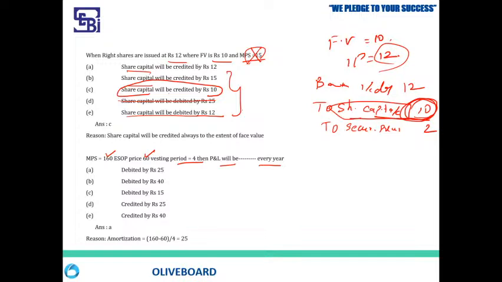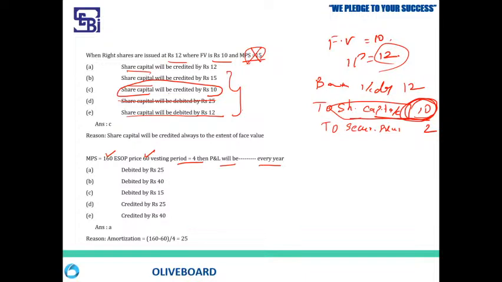What it says is the difference between the market price and the ESOP price, that is the excess of market price over the ESOP price, that will be amortized over the vesting period. All right, that will be amortized over the vesting period, and that will be captured in your P&L. Guys, understand what happens here. Ma'am, first let me explain a few things for those who are very novice to this ESOP. Let me explain that.